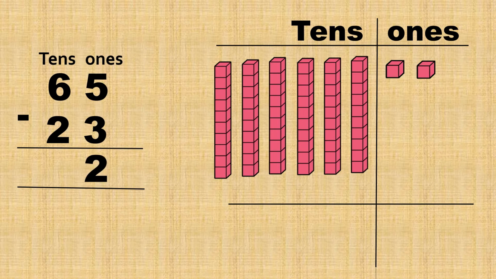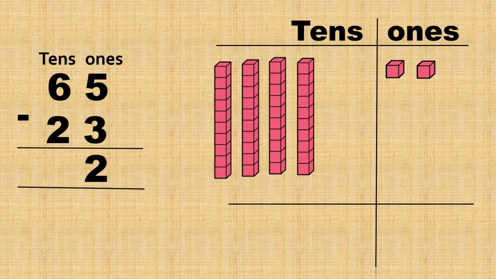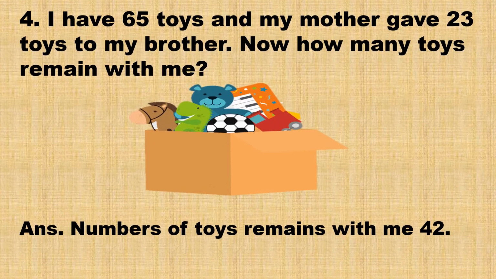Let's move to the tens place. We must subtract 2 from 6. So let's take away 2 tens block from 6 tens block. 1, 2. So we are left with 4 tens block. So 6 minus 2 is equal to 4. It means 65 minus 23 is equal to 42. So the answer of the question is 42 toys remain with me.